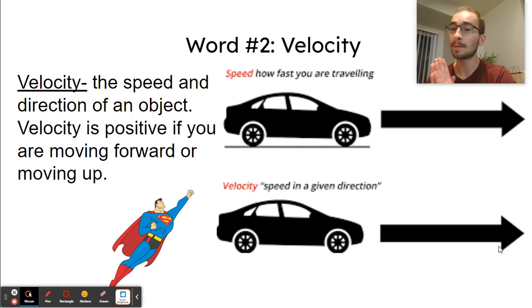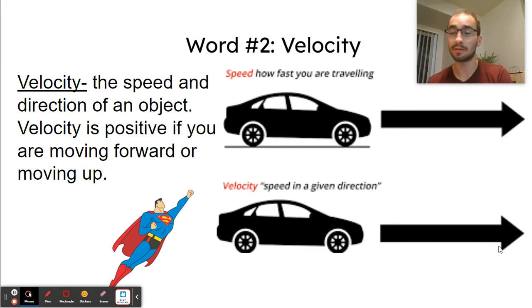The next word I want you to know is a fancy word for speed. The reason why we use it in physics is because it's a little bit more specific. Velocity is the speed of an object and the direction. So please pause the video now, get that definition down.